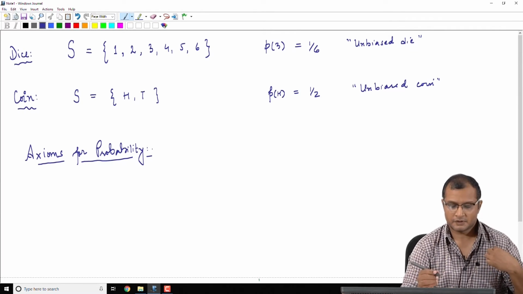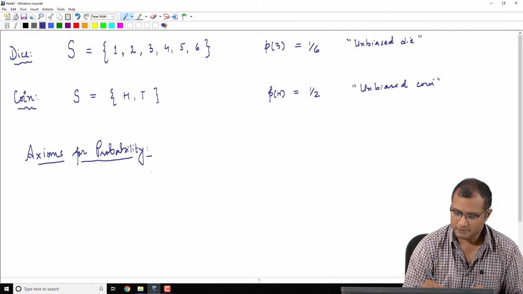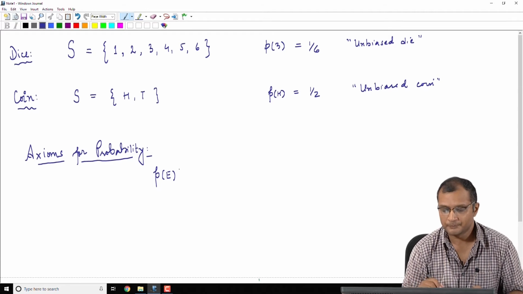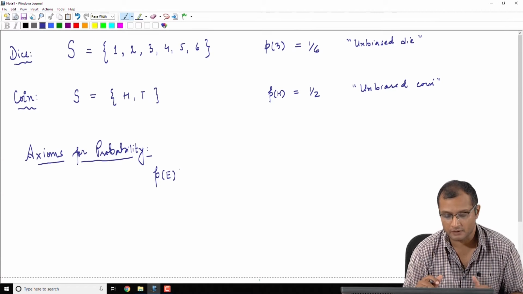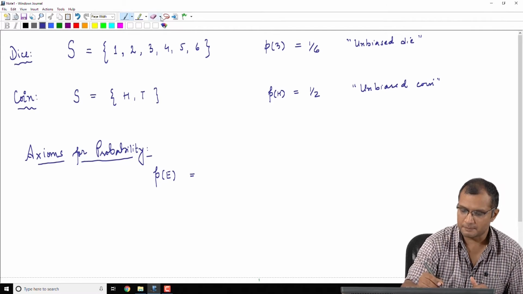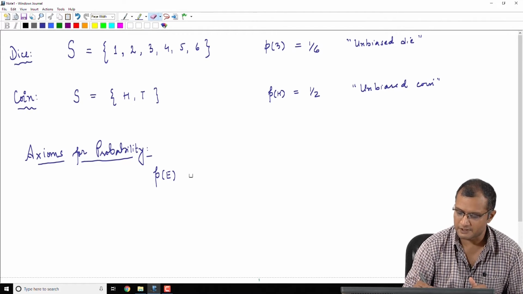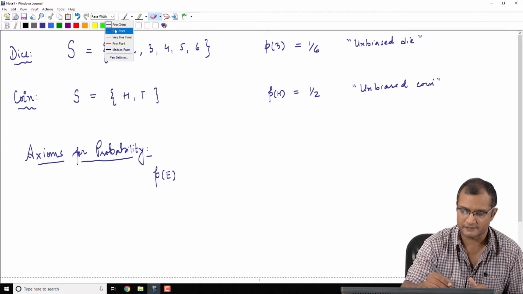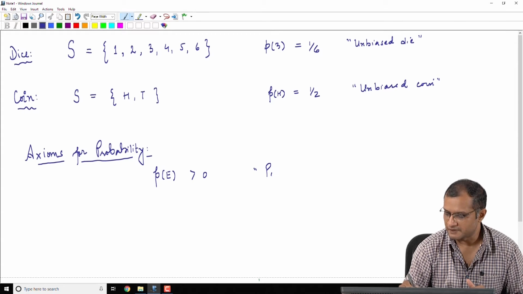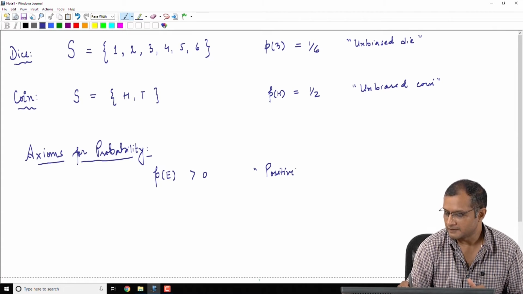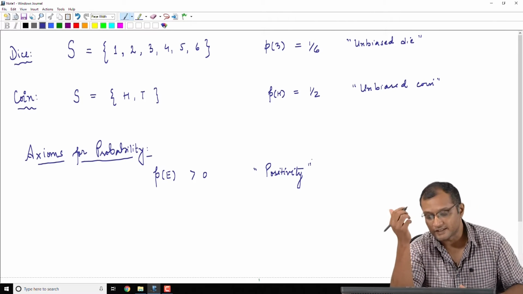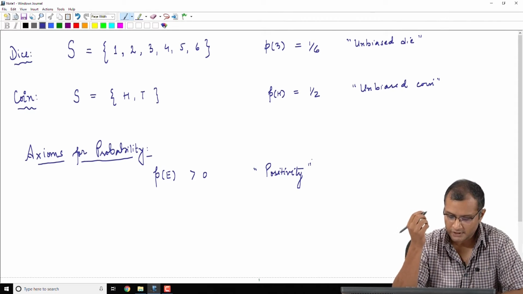So, the first axiom of probability is that the probability of any outcome, let us say E is the outcome, E could be the face of a die or the face of a coin, has to be always positive. So, probabilities are always positive, they cannot be negative. This is called the positivity of probability. You cannot have the probability of getting a head of a coin as negative. It has to be always positive.